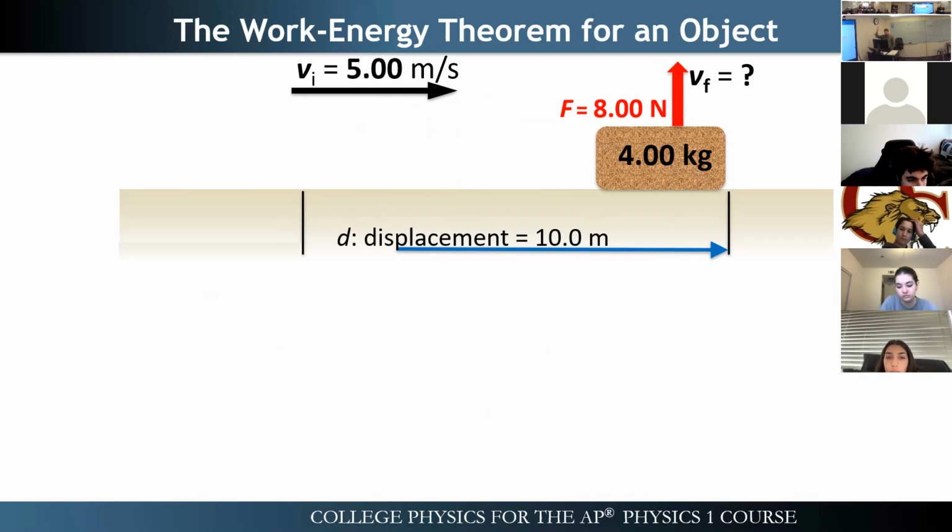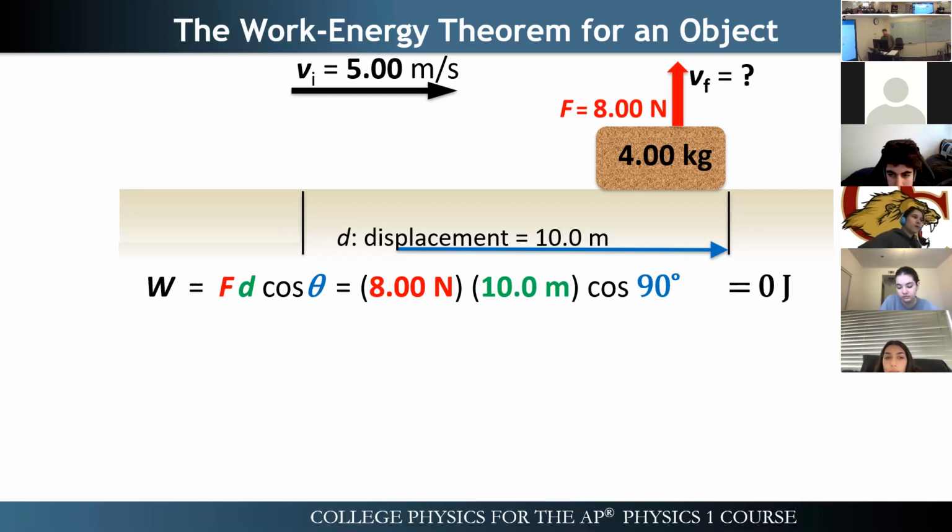0. None. It's perpendicular, right? So it would be cosine of 90. So if we're thinking 8 newtons force times a 10 meter displacement times a cosine of 90, that is 0. So there's no work being done by that 8 Newton force. But in this case, it started at 5 meters per second, so it just kept moving. And again, it seems like a frictionless surface here is what they're considering.